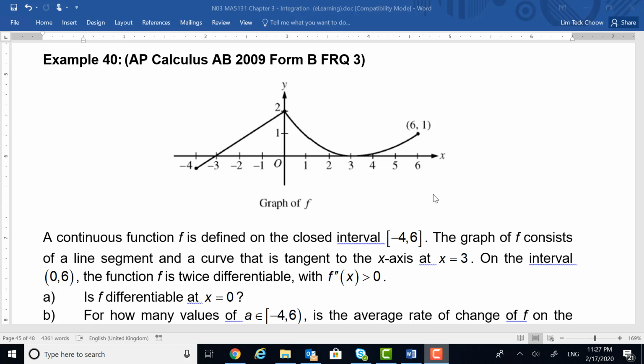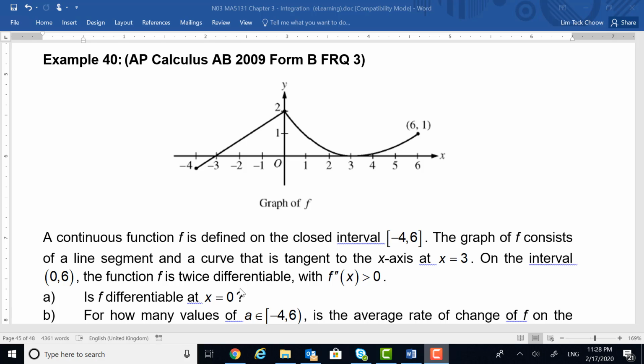Now let's do the next example, example 40, which is taken from a past AP exam paper. In this question, you're given a function that's made up of a straight line and then a curve. And it's described here that this function is twice differentiable, and the second derivative is positive over the interval from 0 to 6. What this means is, over the interval from 0 to 6, the gradient is actually increasing. Indeed, it is right. Over here is very negative gradient, less negative, 0 gradient, positive gradient, and more positive gradient. So which tells you this condition given to you.